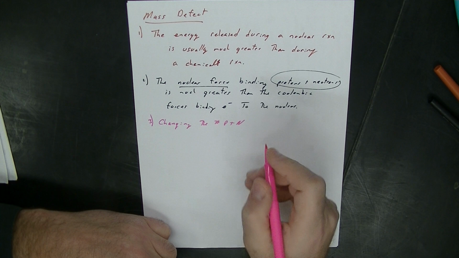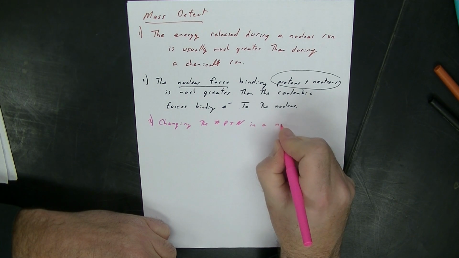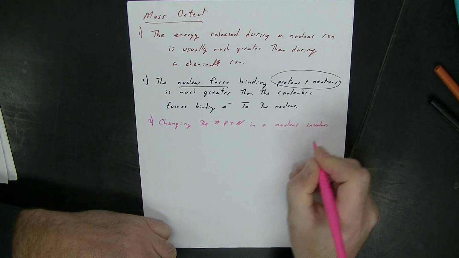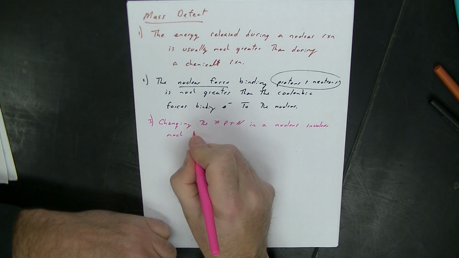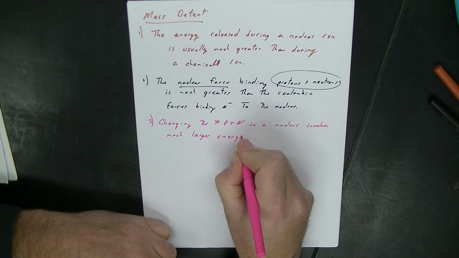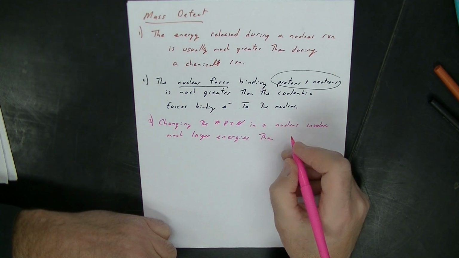Changing the number of protons and neutrons in a nucleus involves much larger energies than changing the location of an electron.